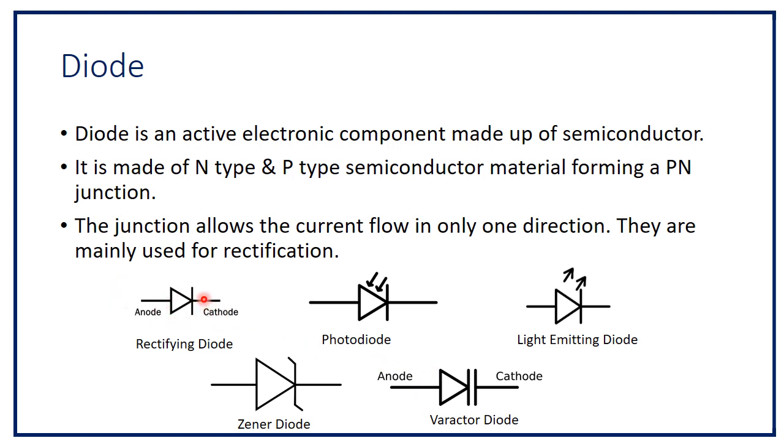Basically, the rectifying diode is used in various power supplies for rectification purposes. The photodiode is used in IR detectors for detecting light. LED is used as an indicator in various electronic devices. Zener diode is used as a voltage regulator. We can use the varactor in applications where we have to vary the capacitance with respect to the voltage.